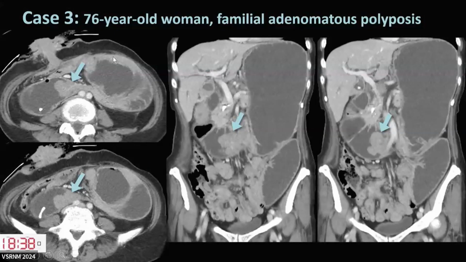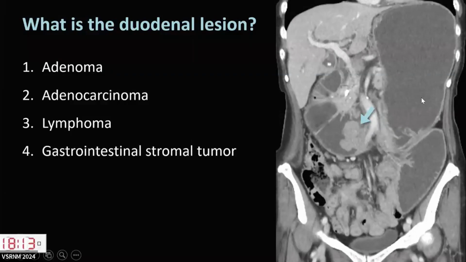Okay, let's move on to the third case. It's a 76-year-old woman who had a history of familial adenomatous polyposis. She had already received a total colectomy and had an ileostomy. And now we can see that there is a lobulated mass at the third portion of the duodenum, causing duodenal obstruction with dilated duodenum and stomach. So what is the duodenal lesion? How about 1, adenoma, or adenocarcinoma, lymphoma, or gastrointestinal tumor?